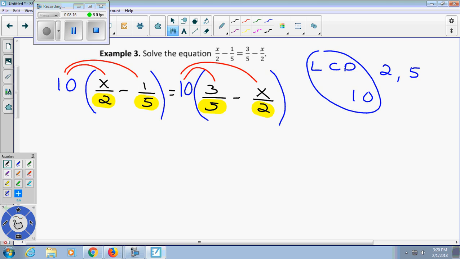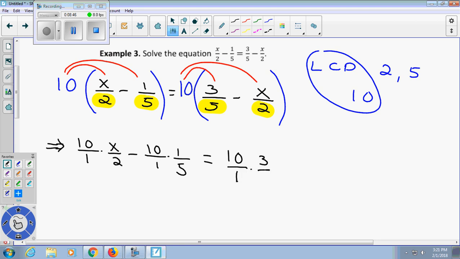It looks messy now, but I think it'll simplify nicely in our next step. So let's go there. I'm actually going to write it out: we have 10 over 1 times x over 2. Then I get minus 10 over 1 times 1 over 5. So that's what it means to distribute 10 to both terms. I'm just setting it up as fractions. Now this is going to be equal to, again, 10 over 1 times 3 over 5, and then minus 10 over 1 times x over 2.